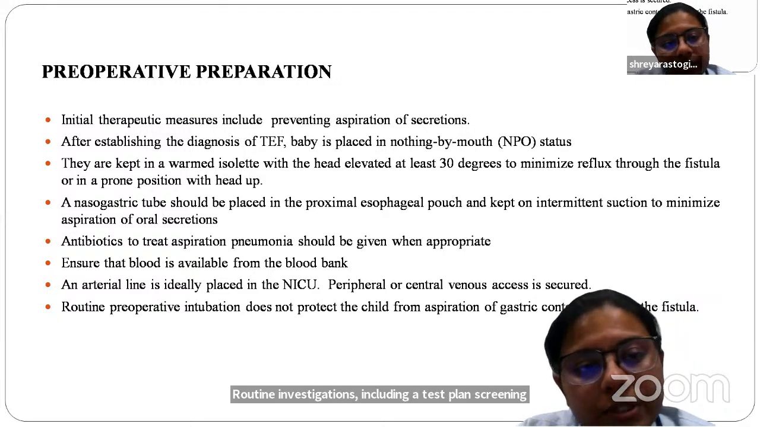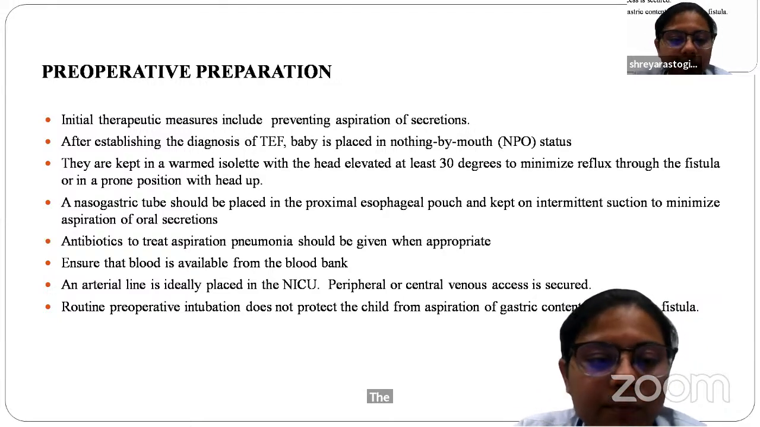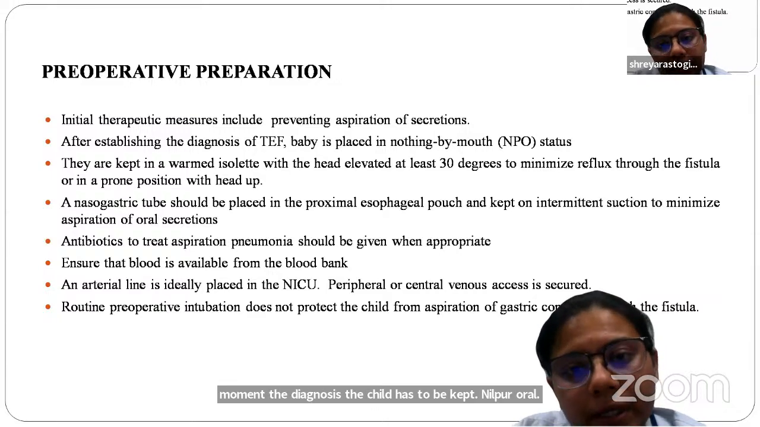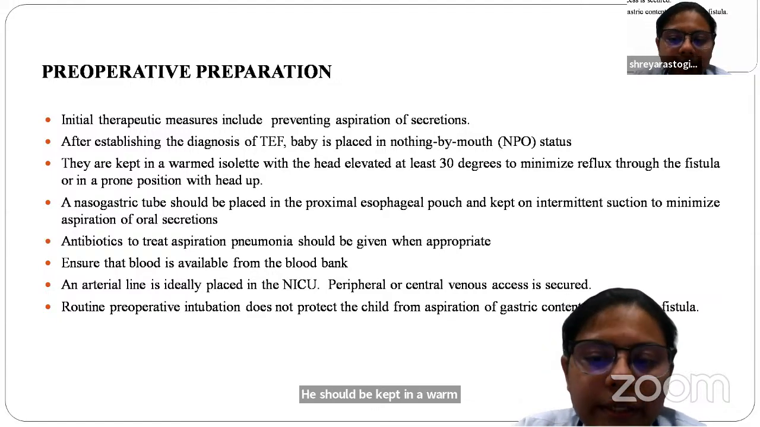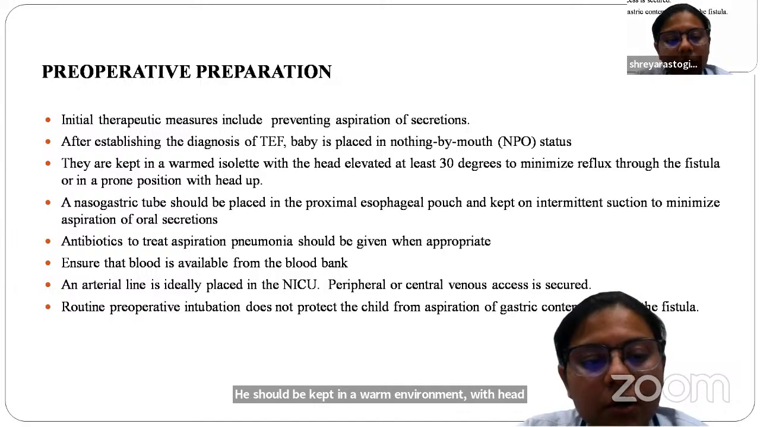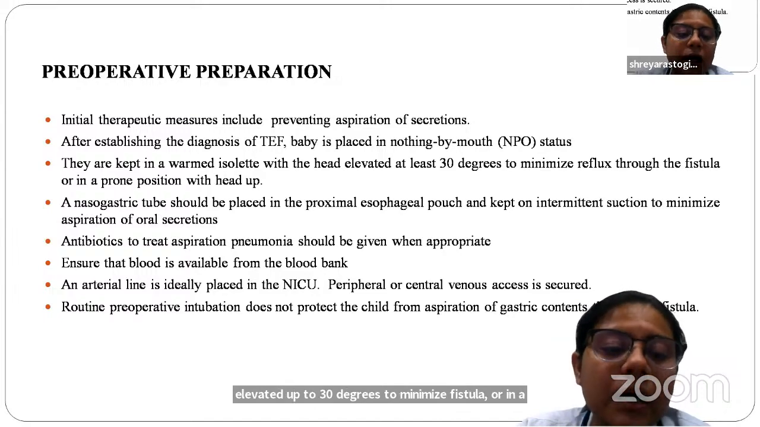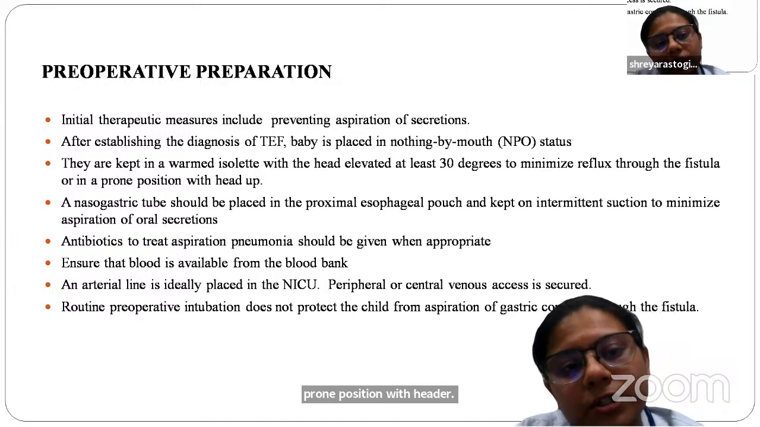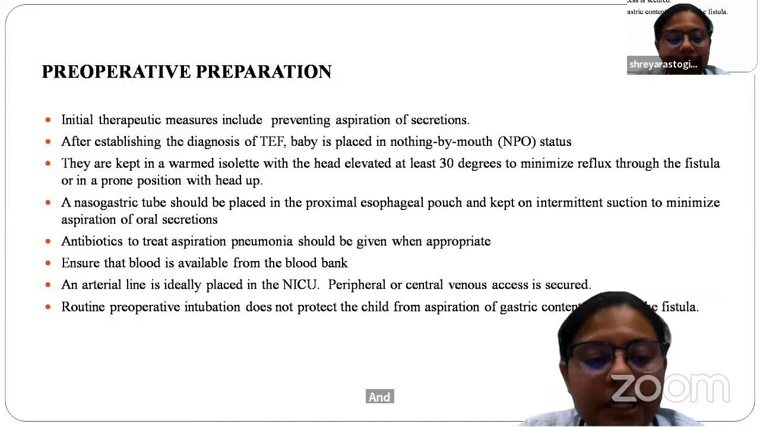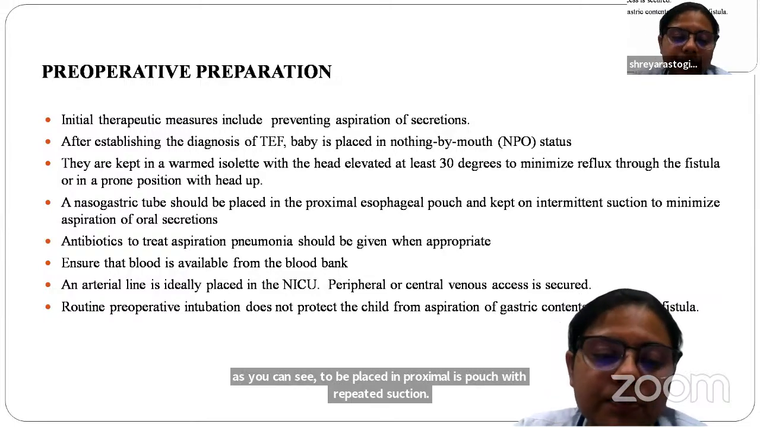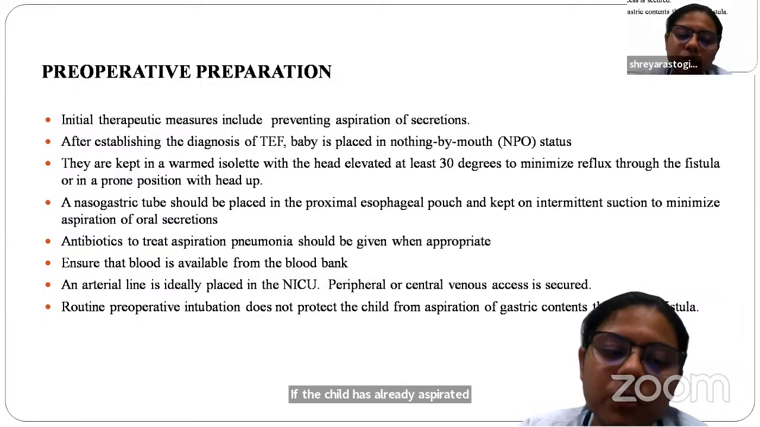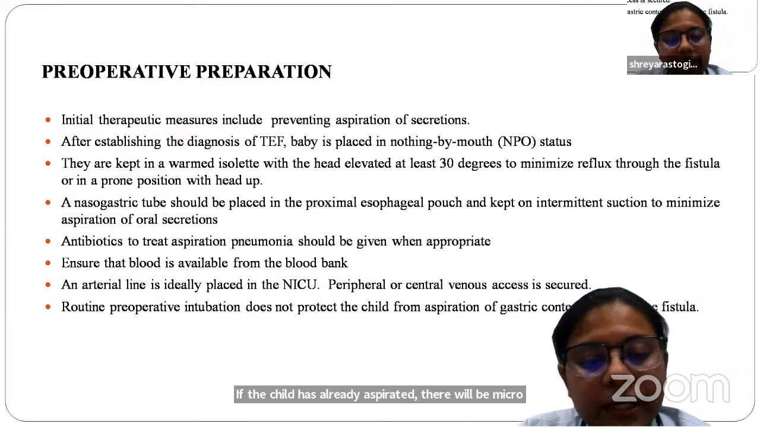The moment the diagnosis is established, the child has to be kept nil per oral. He should be kept in a warm environment with head elevated up to 30 degrees to minimize reflux through the fistula, or in a prone position with head up. A nasogastric tube to be placed in the proximal esophageal pouch with repeated suctioning. If the child has already aspirated, there will be microaspirations, so antibiotics to treat pneumonia should be started.